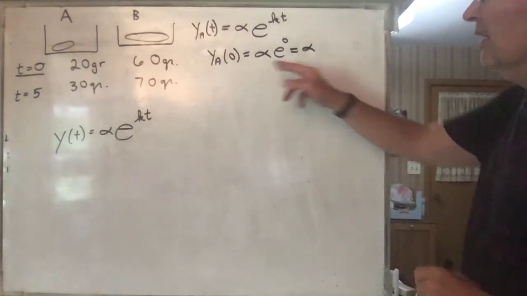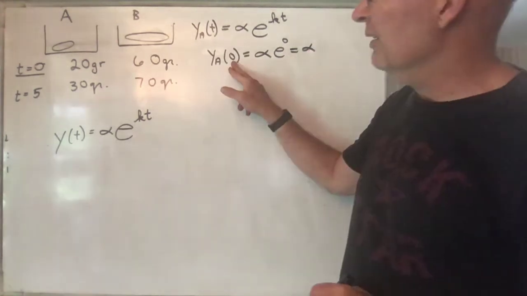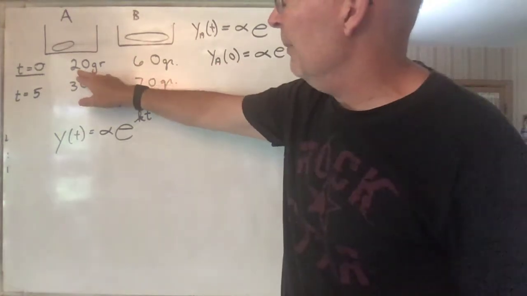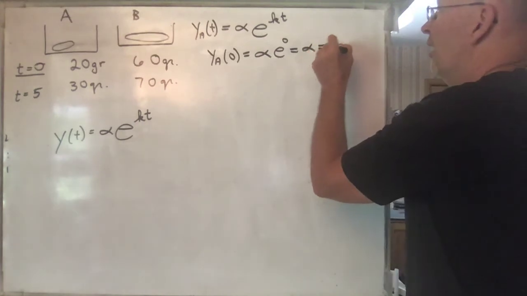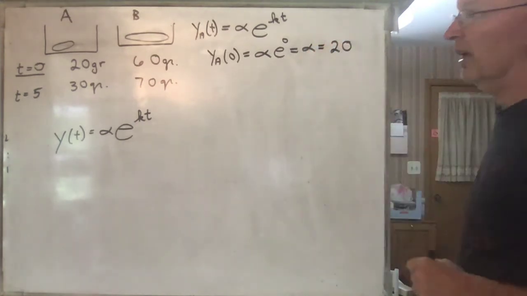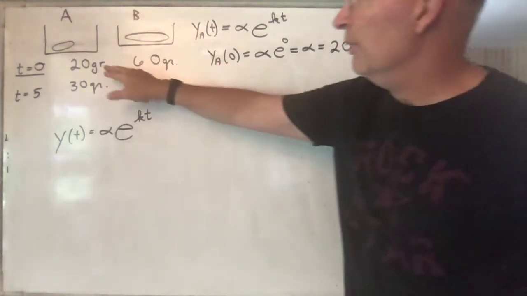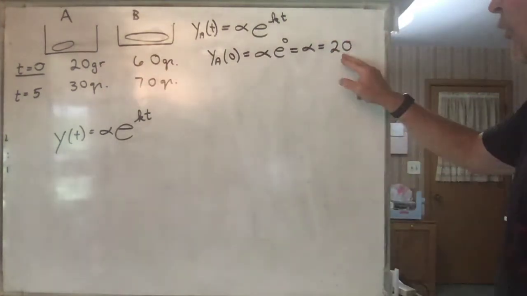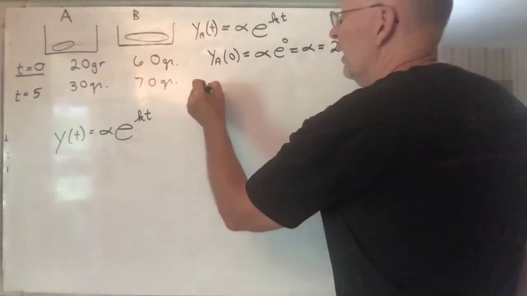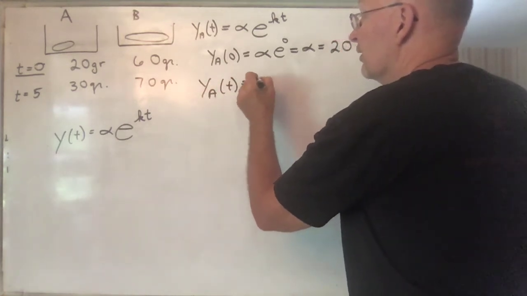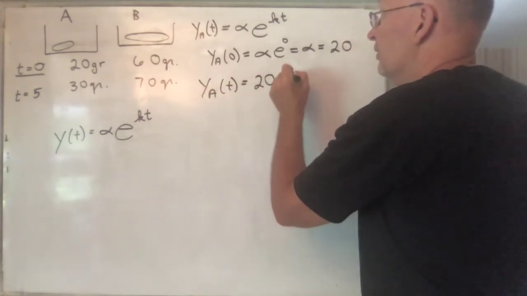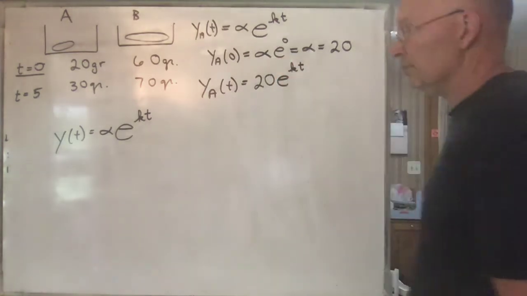So alpha is equal to the amount at time 0, and we see that the amount at time 0 is equal to 20. Okay, the amount at time 0 is equal to 20, so that means that alpha has got to be 20. So right away, I'm starting to see what this equation looks like. It's going to look like this, e to the k t.